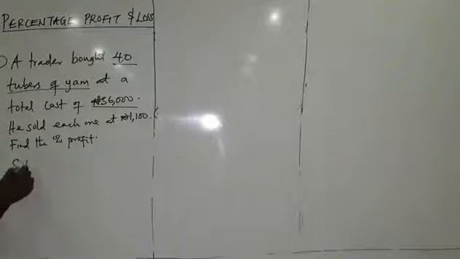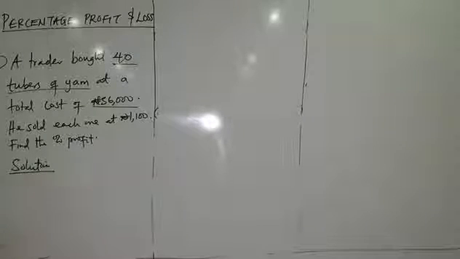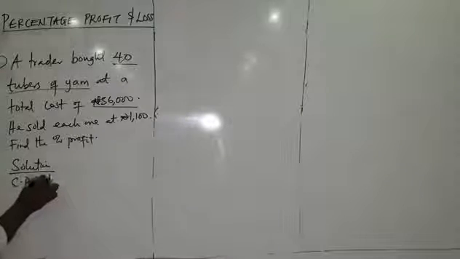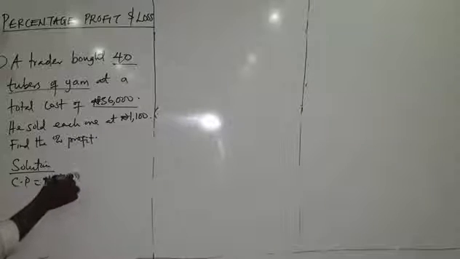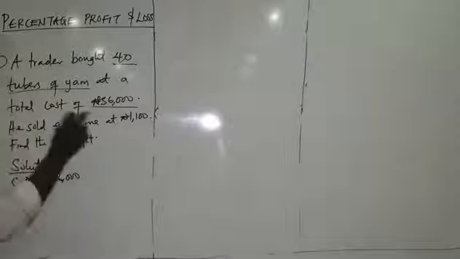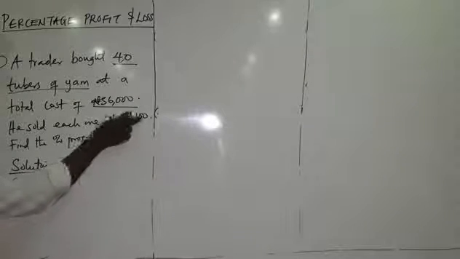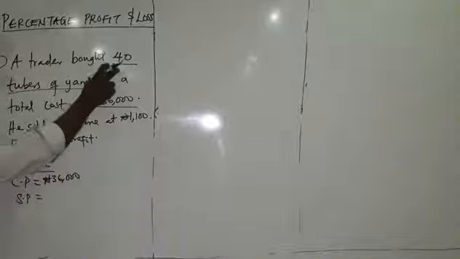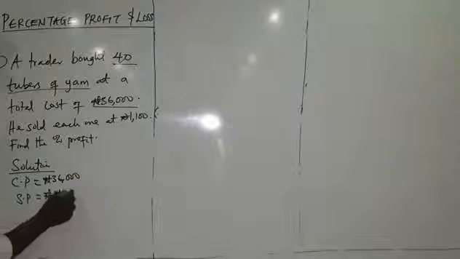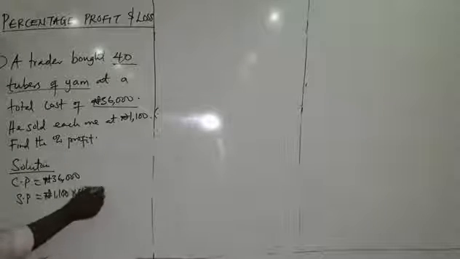So what we're going to do first is let's calculate this cost price. So you need to analyze it. What is the cost price? Cost price here is 36,000 naira. So you write it out like this so that you don't make mistake. Then selling price. Now he sold each one, that is one tuber, at what? 1,100. That means, and he sold how many? 40. That is 1,100 multiplied by what? 40 tubers of yam, and that gives what?